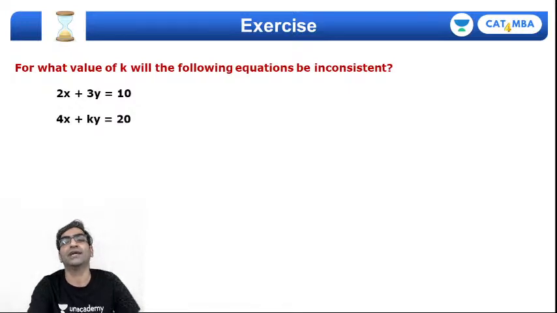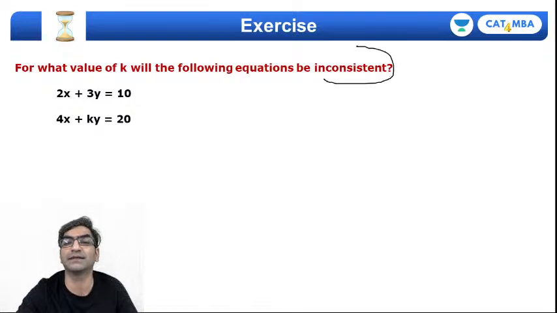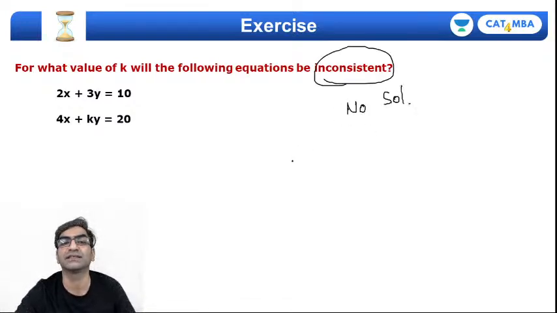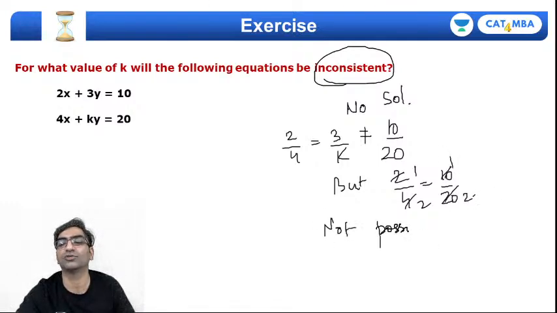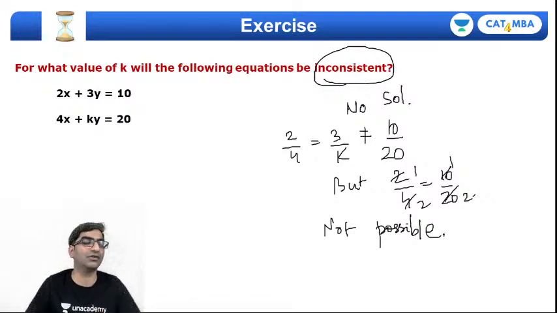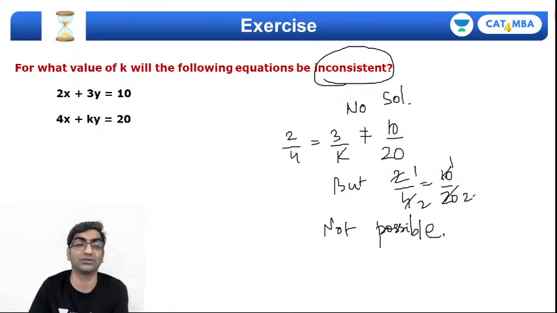अच्छा, ये वाला question देखो. Inconsistent कब होगा, right? What does inconsistent mean? Do you remember? Inconsistent means no solution. No solution means A1 by A2 equals B1 by B2 is not equal to C1 by C2. And you can see the problem. You already have 2 by 4 and 10 by 20 as equal because both of them are equal to 1 by 2. Right? Hence this is not possible. Kuch bhi kar lo, no value of k will make these equations inconsistent. They'll either be unique solution or they'll have infinite solutions. They can't be inconsistent.